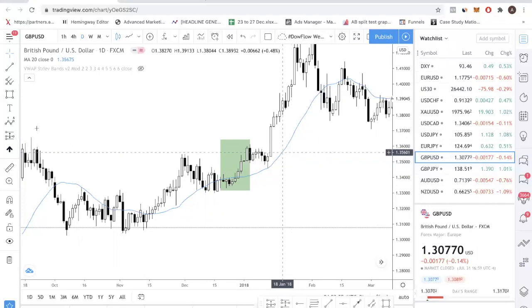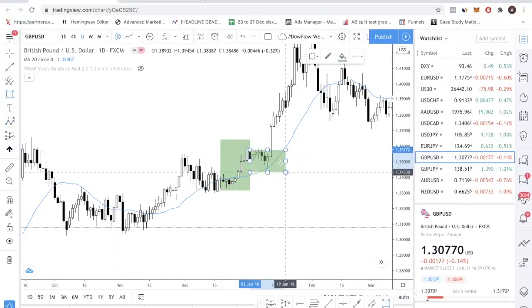Do not bother with drawing all this and labeling the waves and stuff like that, because it's not helpful at all. But being able to tell yourself that this is an impulsive movement, and this is a corrective structure into support, is what matters.